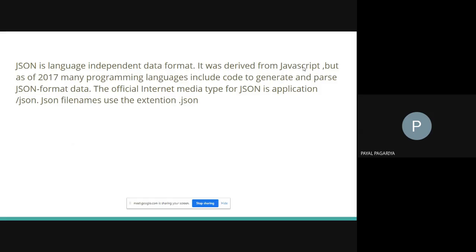JSON file names use the extension .json. Douglas Crockford originally specified the JSON format in the early 2000s. The computing standards RFC 7159 and ECMA 404 define it in 2013. The ECMA standard describes only the allowed syntax, whereas the RFC covers some security and interoperability considerations.